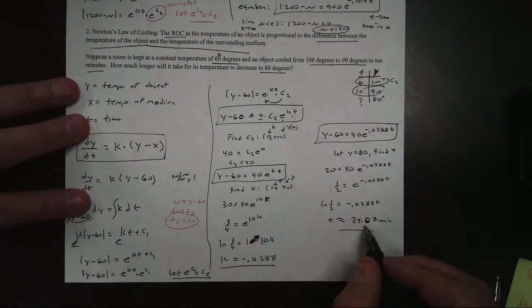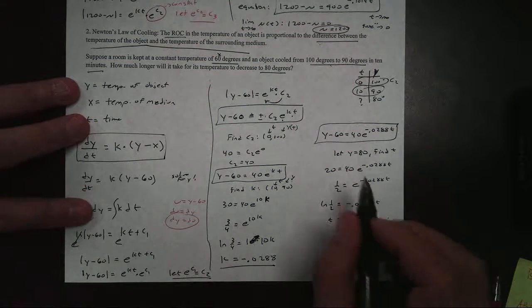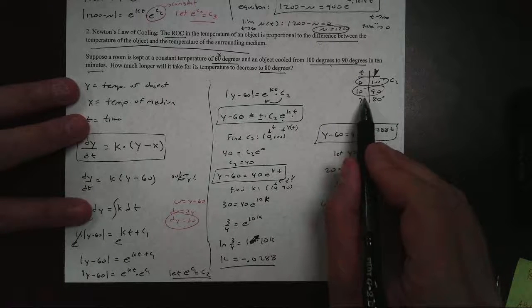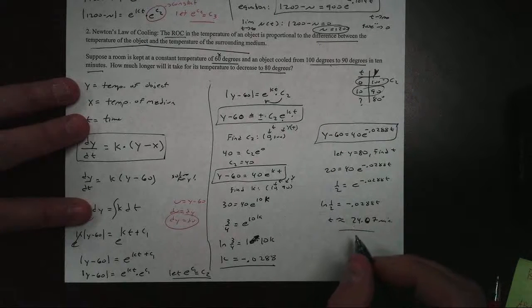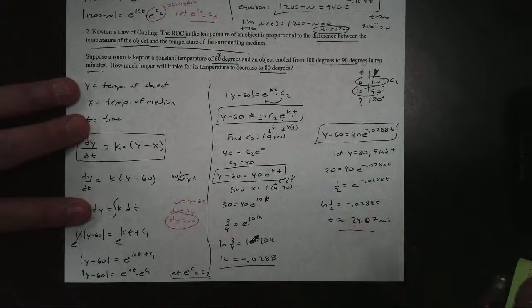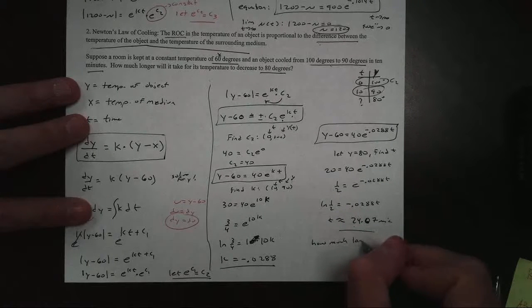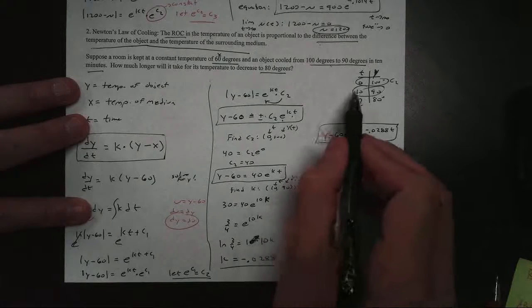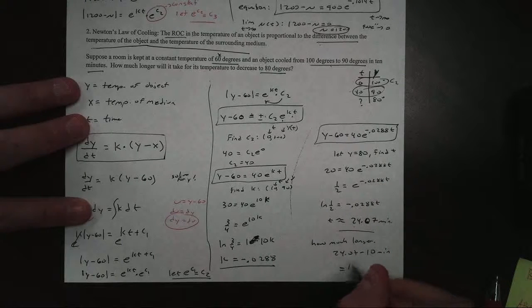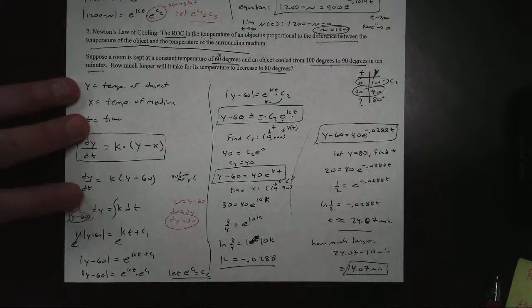A lot of people think, oh yeah, there's my time, right? But be careful, it's already been 10 minutes. This is from the beginning, so how much longer is what we want to find. I take my 24.07 and subtract the 10 minutes. And we get it'll be another 14.07 minutes before Mr. Wernow can drink his coffee.